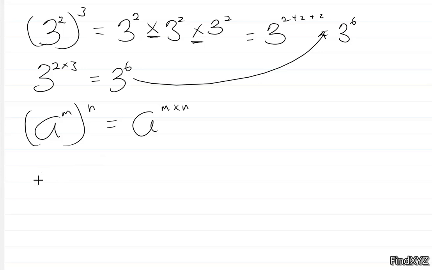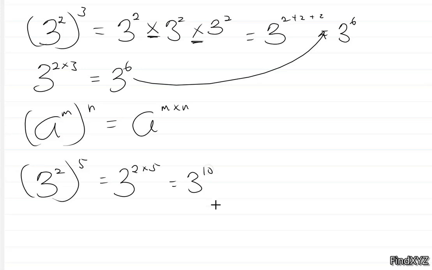An example. So given 3 to the power of 2 and let's say 5, I can write it as 3 to the power 2 times 5, which will give us 3 to the power of 10. Or if I have x to the power of 2 to the exponent of 5, I can write it as x to the power of 2 times 5, which will give us x to the power of 10.